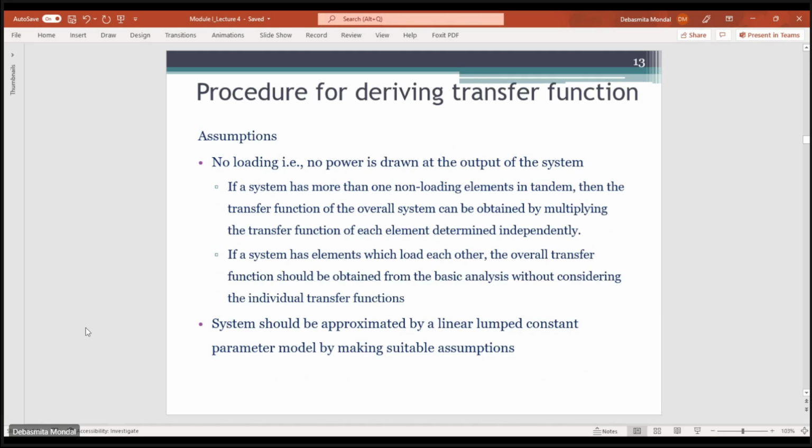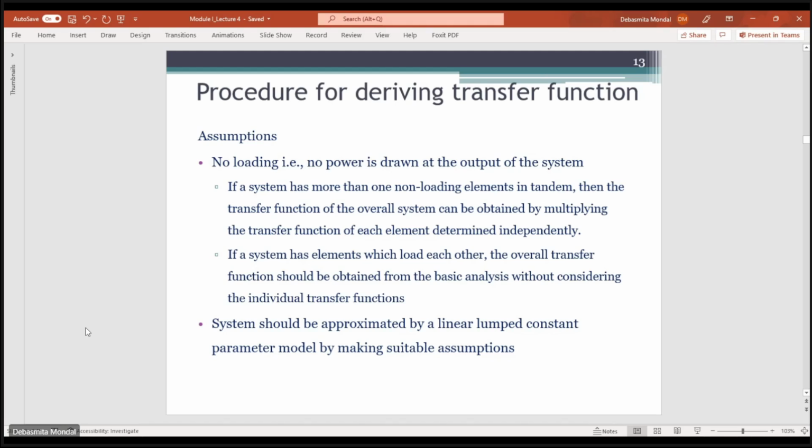Now there are some steps or procedures which we need to follow while deriving a transfer function. Before deriving a transfer function, there are certain assumptions that always need to be kept in mind. The first assumption is that there should not be any loading in the system, which means no power should be drawn at the output of the system. Now let us say that if the system has more than one non-loading elements.